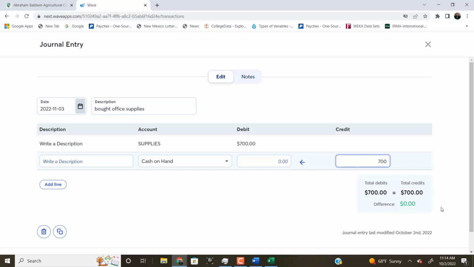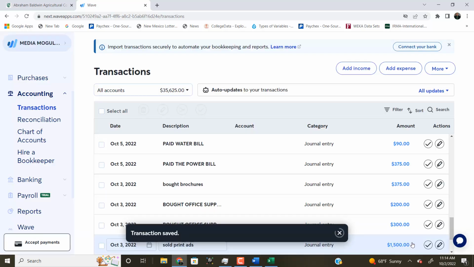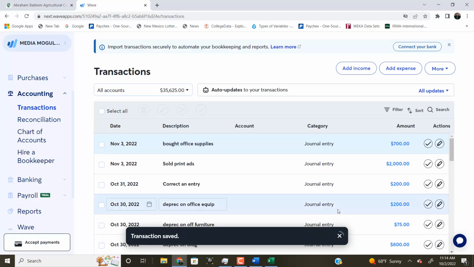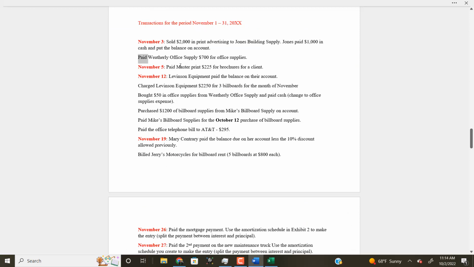Notice that I have no difference here, and that's important because if I have a difference or if I have something here sitting that says uncategorized anything, it's not going to work out for you. Okay, next one. And you always want to check, make sure you still got it, make sure it went through. Paid Master Print, 225 for brochures for a client.